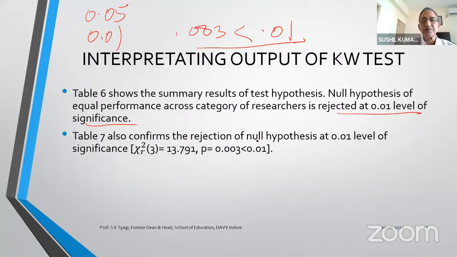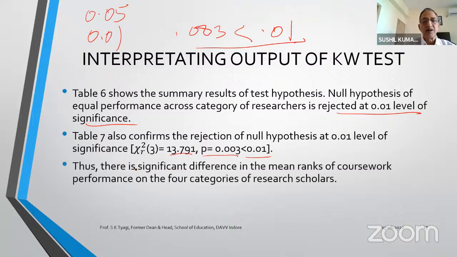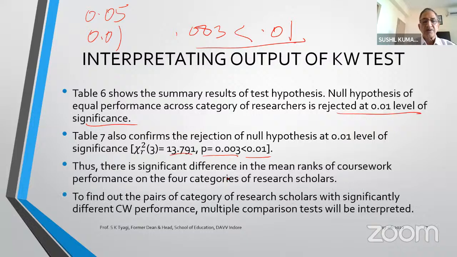Table 7 also confirms the rejection of the null hypothesis because chi-square with 3 degrees of freedom is this much, p is this, which is less than 0.01. Thus, there is a significant difference in the mean ranks of coursework of students of the 4 categories. To find out which pairs of categories of research scholars have significantly different coursework performance, multiple comparison tests will be interpreted.